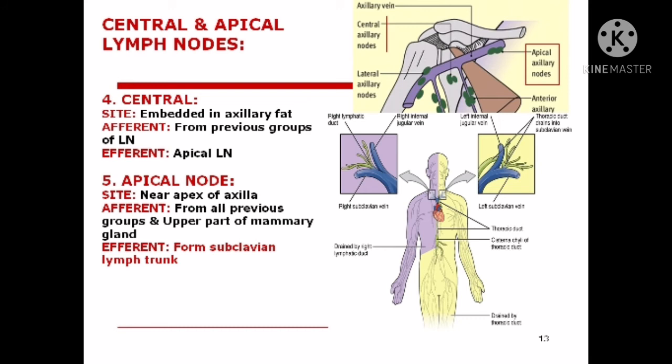The apical lymph nodes. Their site is near the apex of the axilla. Their afferent comes from all the previous groups and the upper part of the mammary gland. Their efferent form a subclavian lymph trunk which eventually enters and is drained into the subclavian vein.